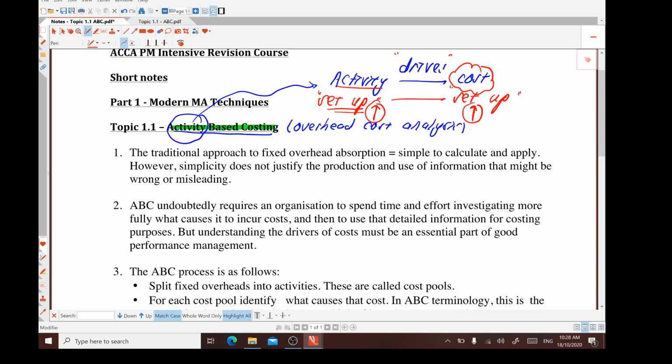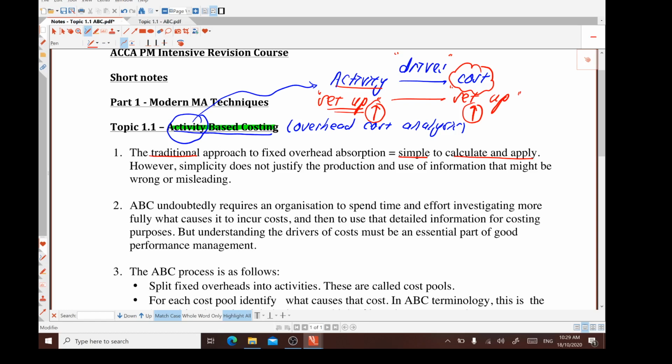Now, let us just have a look at these. The first point, the traditional approach to the fixed overhead cost absorption. Now, it's always simple to calculate and apply. Now, that's to do with the conventional or traditional approach. However, simplicity does not justify the production and the use of info that might be wrong or misleading.